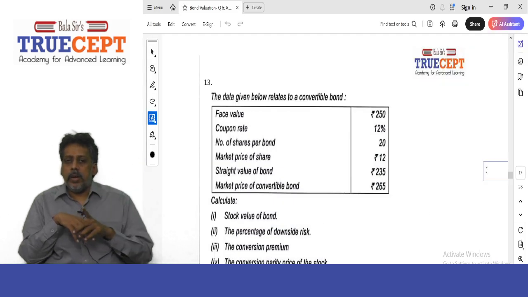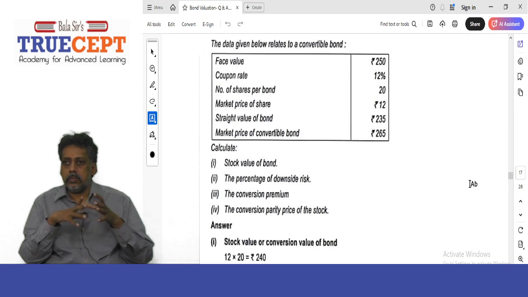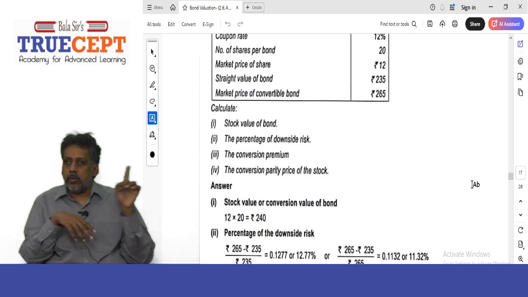Okay, now we shall go ahead and take on question number 13 from the handout. The data given below relates to a convertible bond. Face value 250 rupees, coupon rate 12%, number of shares per bond 20, market price of a share is rupees 12, straight value of the bond 235 rupees, market price of the convertible bond 265 rupees. Calculate number 1 stock value of the bond, number 2 percentage of downside risk, number 3 conversion premium, and number 4 conversion parity price of the stock. Now please refer to the solution out there.